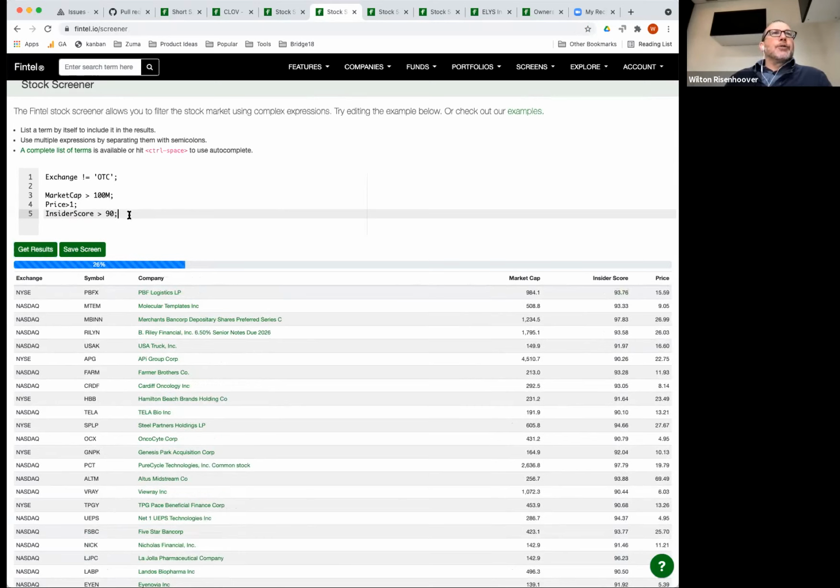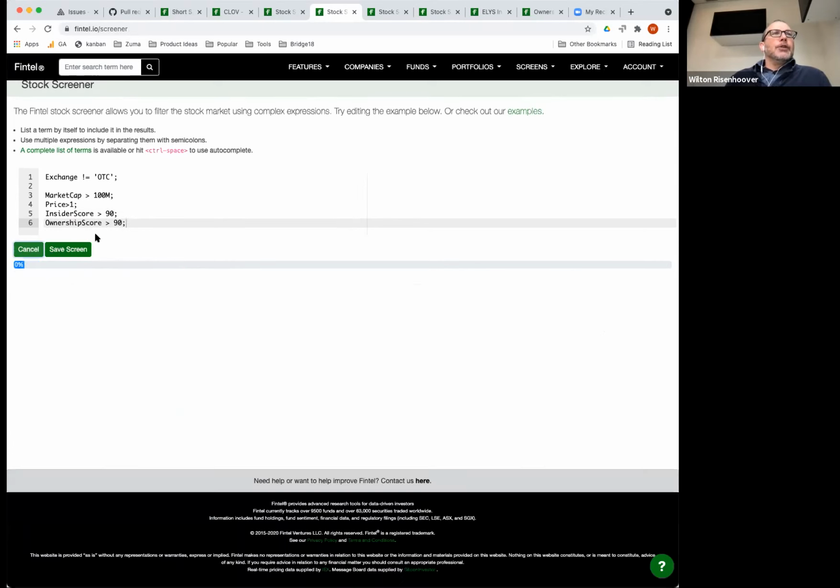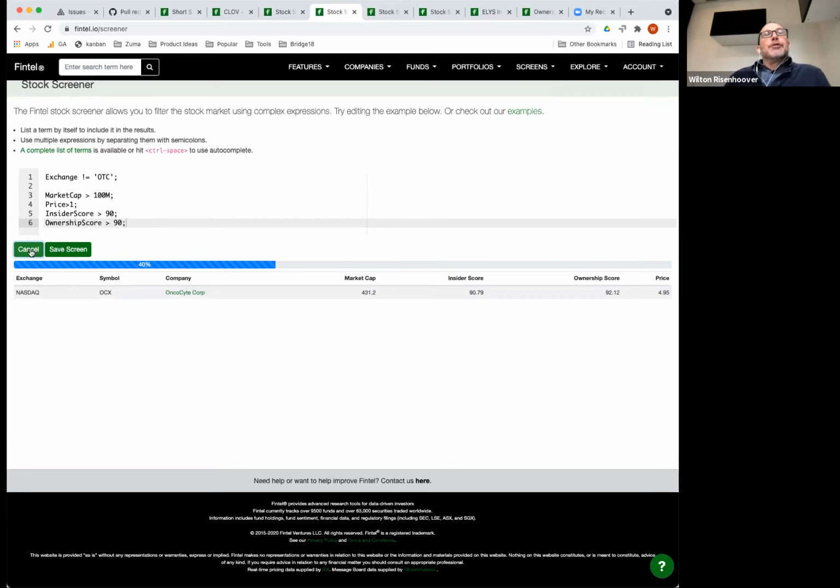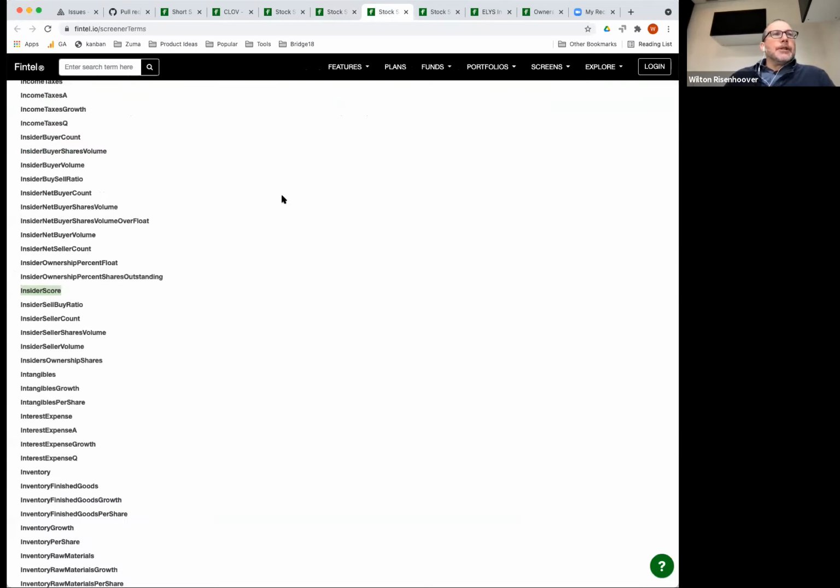So if you wanted to say insider score is greater than 90, ownership score is greater than 90, you can really find some interesting companies in here. That's an interesting company to look at. I don't know anything about it, but I can tell you that the insiders have been buying and the institutional funds have been buying.